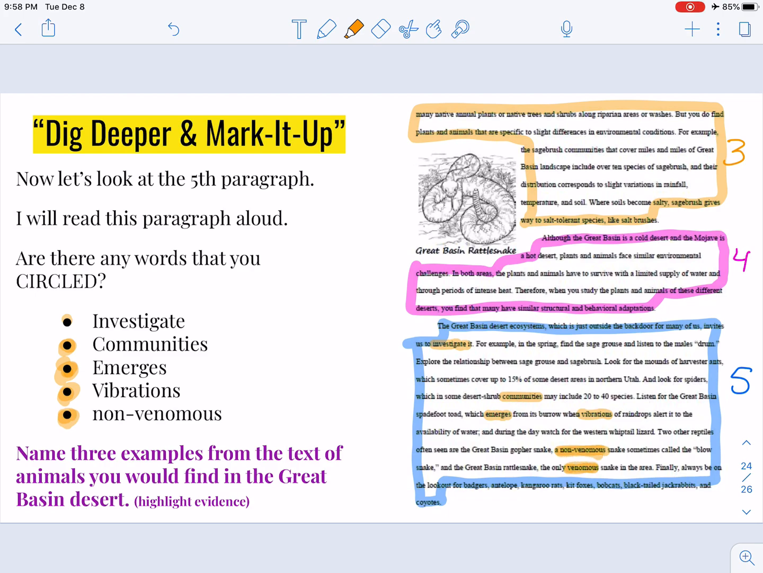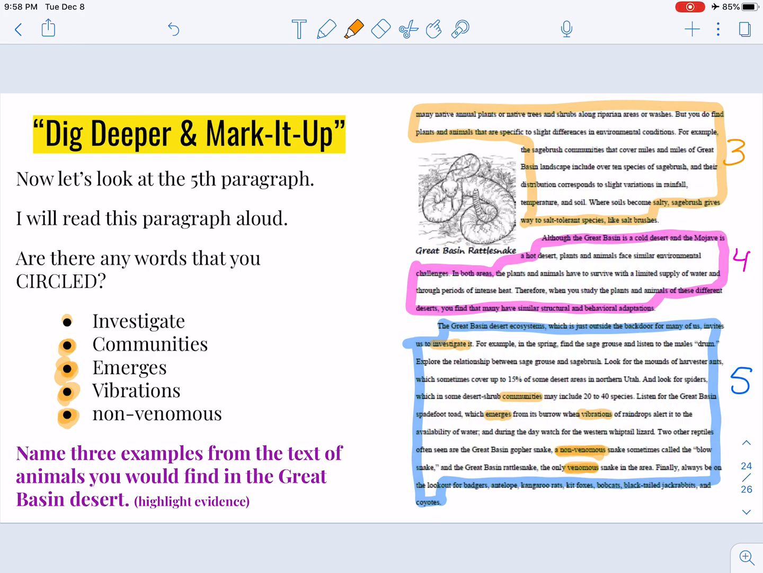Venomous is similar, but just venomous. For something to be venomous, that means that it has a venom or it has poison. So if it's a non-venomous snake, that means that it does not have poison.